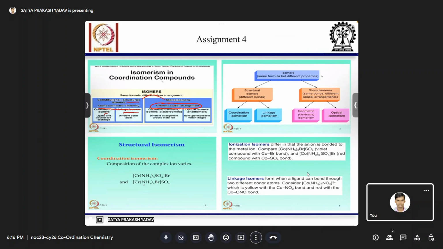So if we go into the detail, what is structural isomerism? First is coordination isomerism. Here we can see the different types of isomerism: structural isomerism and stereoisomerism. In structural isomerism, we have coordination isomerism and ligand linkage isomerism. And in stereoisomerism, we have geometric and optical. In geometric, we have cis trans. In optical, we have lambda and delta, dextro and levorotatory.